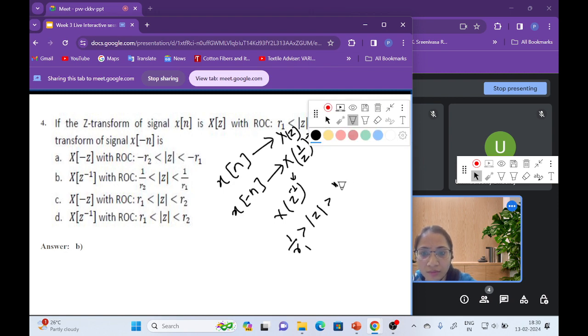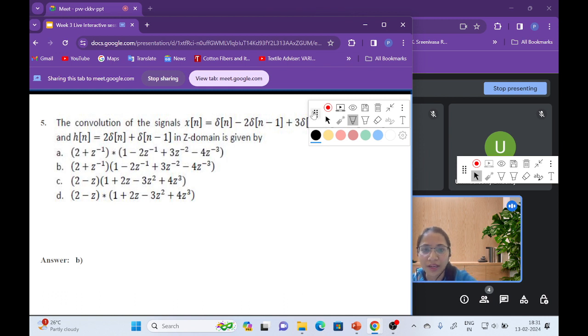So what will be the correct answer for this question? That is option B, that is x of z inverse with ROC 1 upon R2 less than mod of z less than 1 upon R1. Okay.